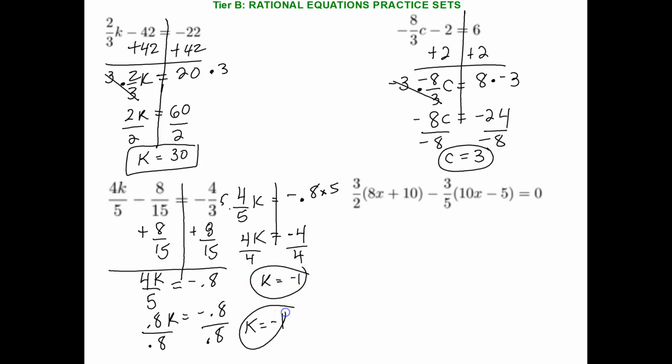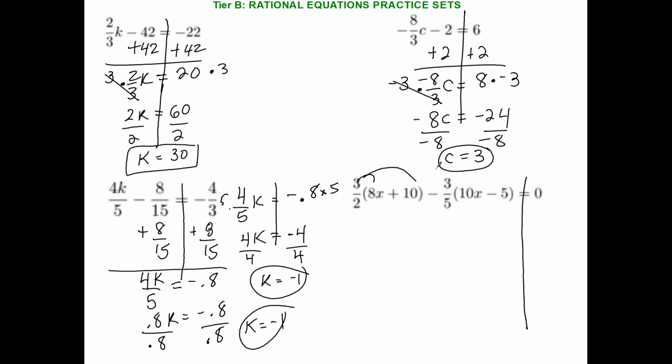Same answer both times. All right, let's look at this one right here. 3/2 is a nice decimal. 3/5 is a nice decimal. So we can turn these all into decimals if it helps our life out, and leave them all decimals. Or if you just want to put them in your calculator and distribute them, that's still fine as well. I'm just going to distribute them and leave them as decimals, since I know they're going to work out nicely.